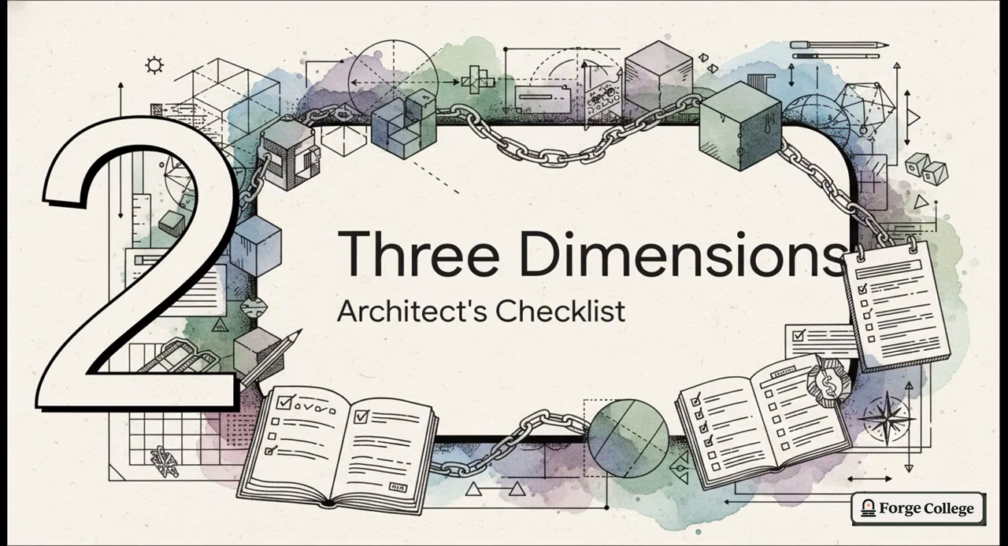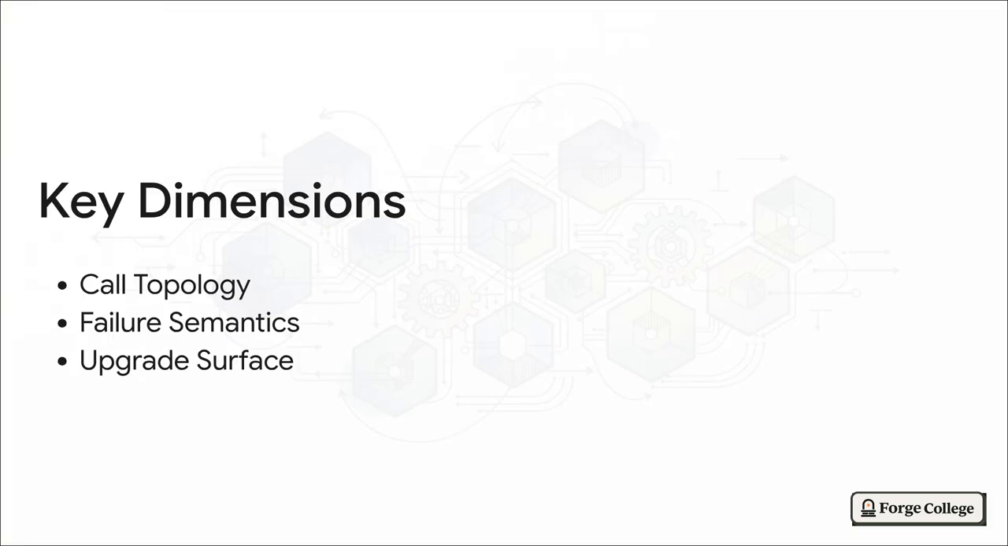Moving on to section 2, 3 dimensions of integration. Basically, the architect's checklist. Before you even think about drafting a single line of Solidity code, every Web3 architect needs to evaluate 3 core pillars that literally govern the safety of your system. First up is call topology. Simply put, who calls whom? Are we talking about a direct call or some chaotic web of events?